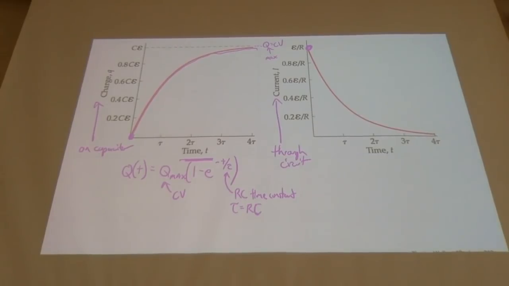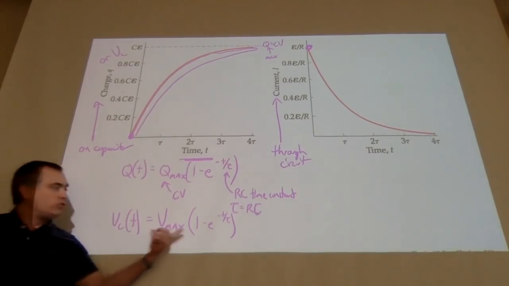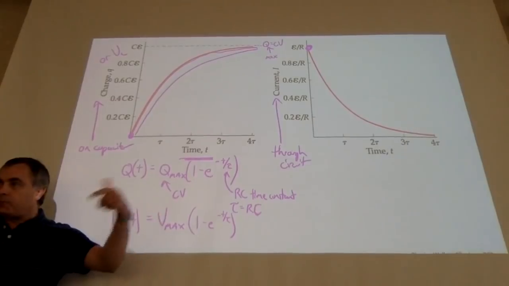We can also write a similar graph and say that the voltage across the capacitor as a function of time is equal to the maximum voltage it can ever be times this exact same thing. And it turns out you're basically going to get a curve that looks almost exactly the same if you're talking about the voltage on the capacitor. The shape looks the same, the values are of course different.